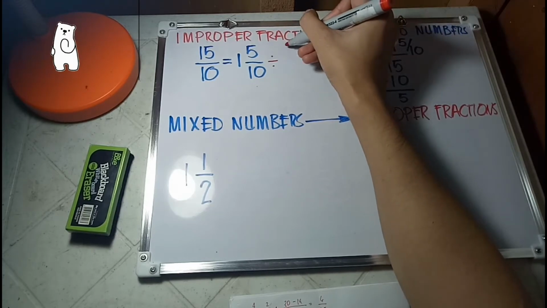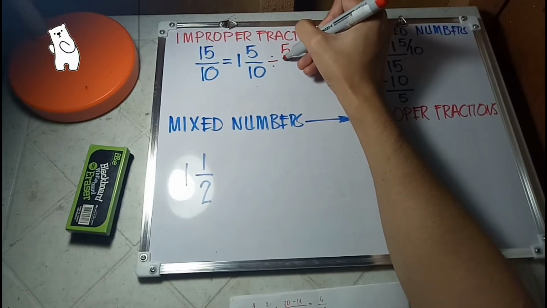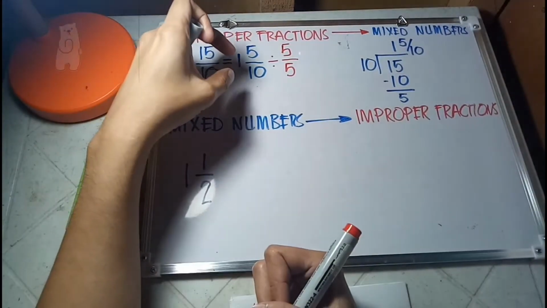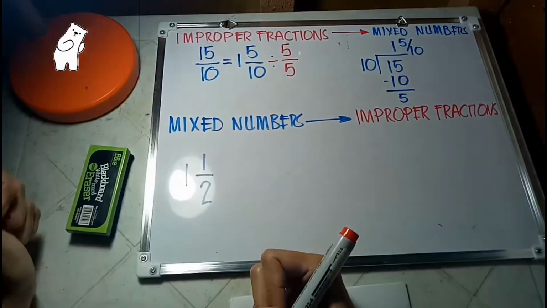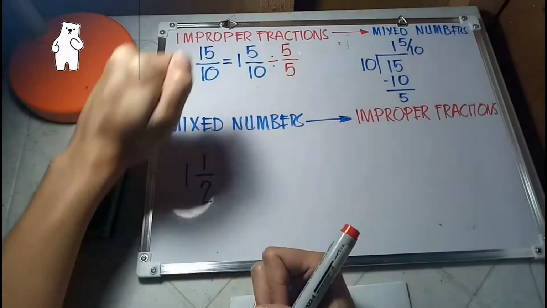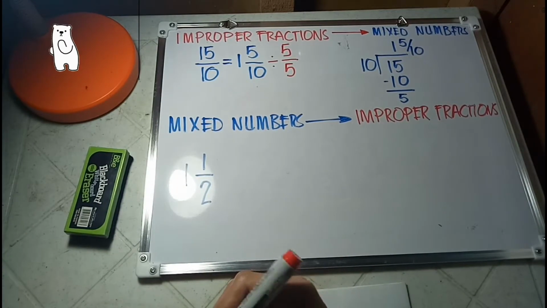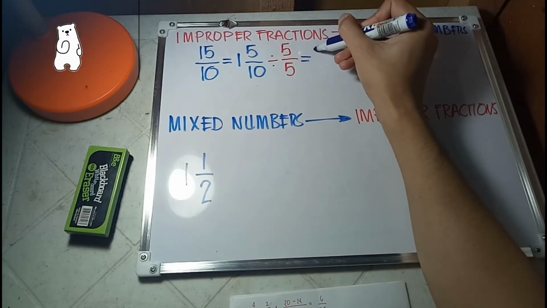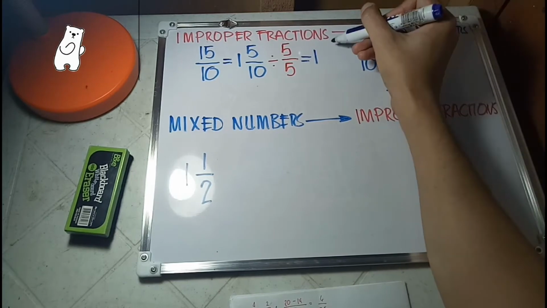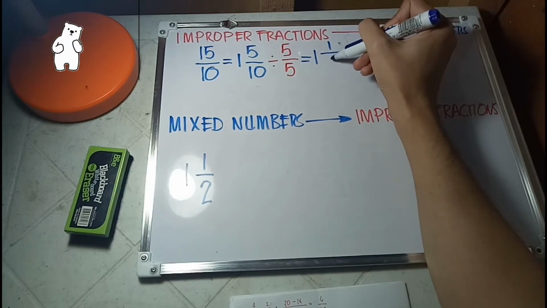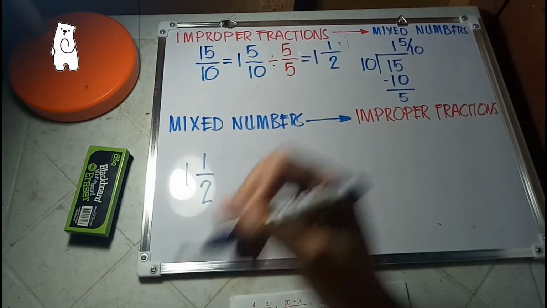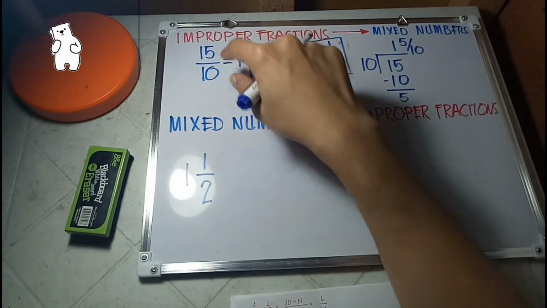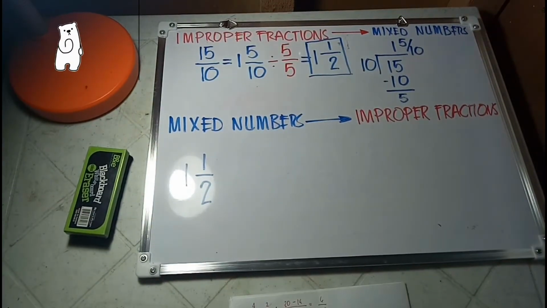So, what we will do is we will divide both sides by 5. Yung technique po dito is titignan lang po natin kung ano yung possible number na pwede nating i-divide in both numerator and denominator na may commonality sila. In this case, we have 5. So copy-paste lang po natin yung whole number 1. 5 divided by 5 is 1. 10 divided by 5 is 2. So the answer is 1 and 1 half. Same thing rin po guys, magpareho po yung 15 over 10 and 1 and 1 half.